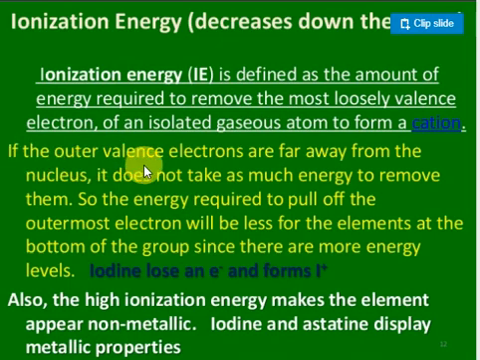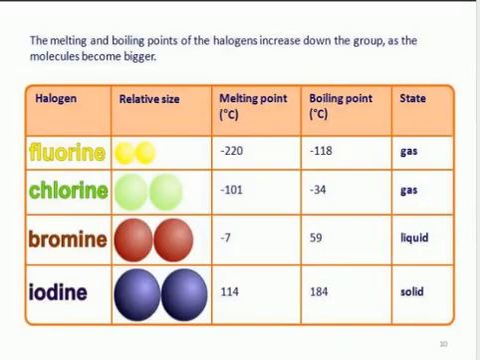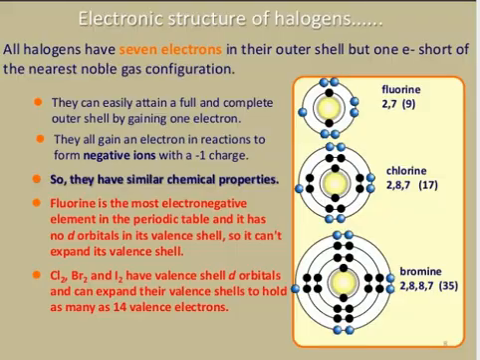If the outer valence electrons are far away from the nucleus, it does not take as much energy to remove them. Remember one point: down the group, ionization energy values decrease, because the number of energy levels increases. Fluorine contains 2 energy levels. If you have any doubt on this point, I'll explain with one small idea.